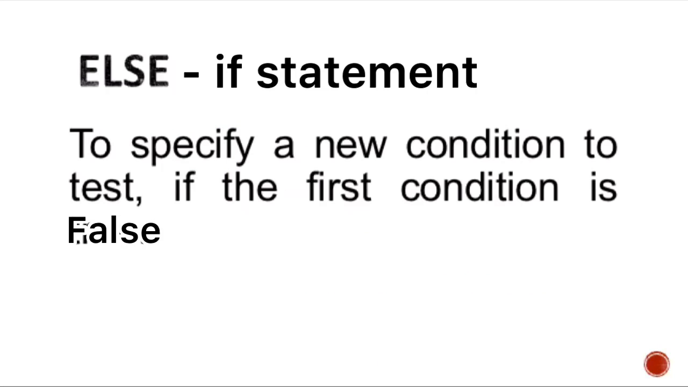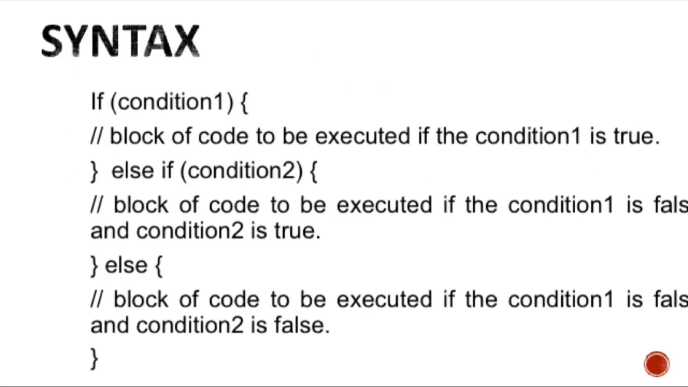The else if statement is used to specify a new condition to test if the first condition is false. So this is the syntax of the else if statement. Here, the if statements are executed from top towards the bottom. As soon as a condition is true, the code inside the body of that if statement is executed. Then the control of the program jumps outside the else if ladder. If all conditions are false, the code inside the body of else is executed.